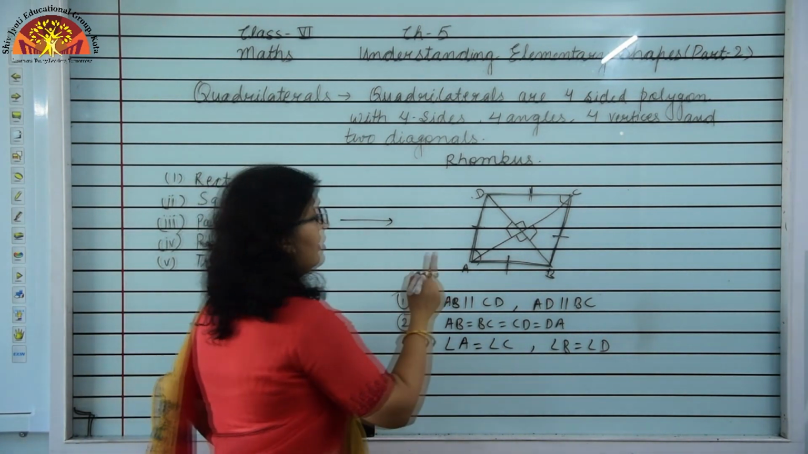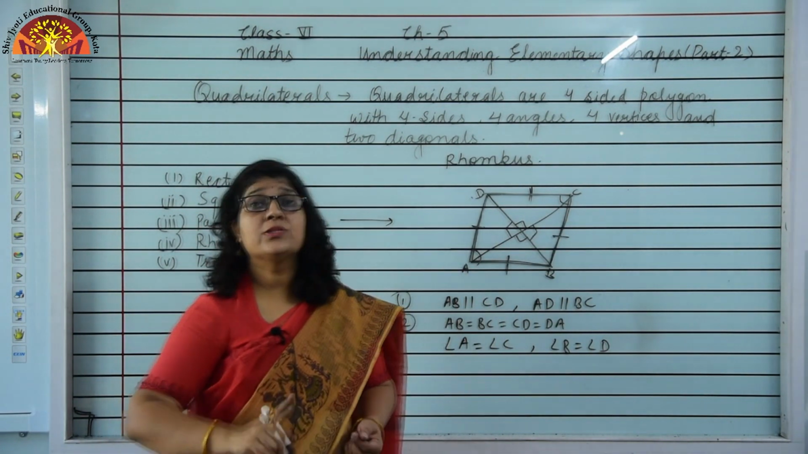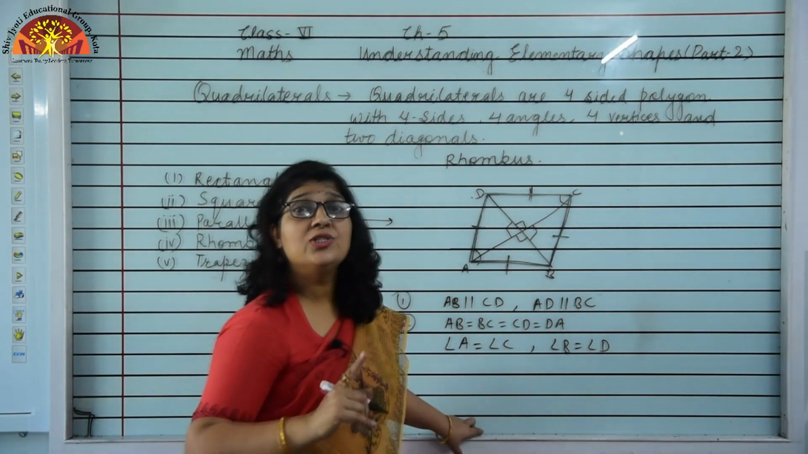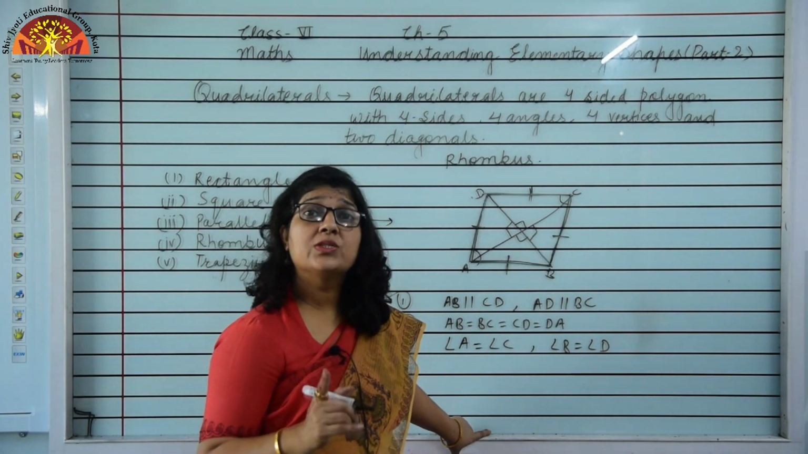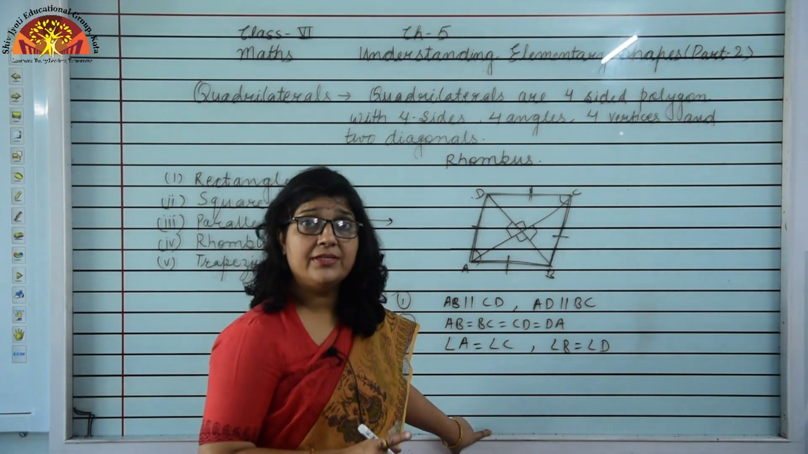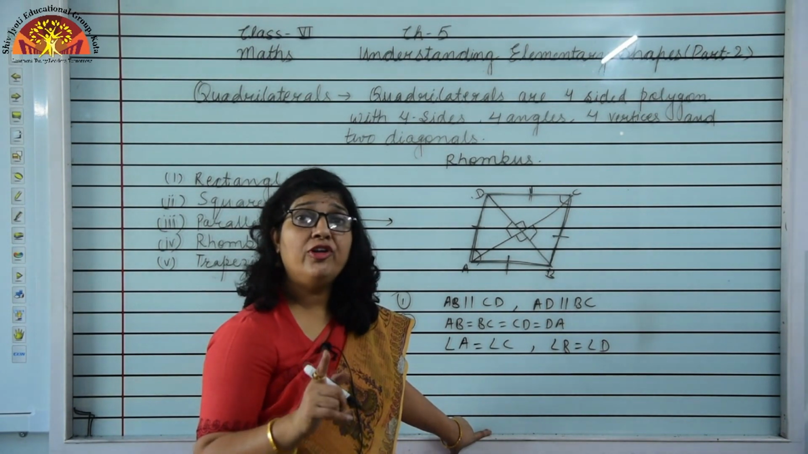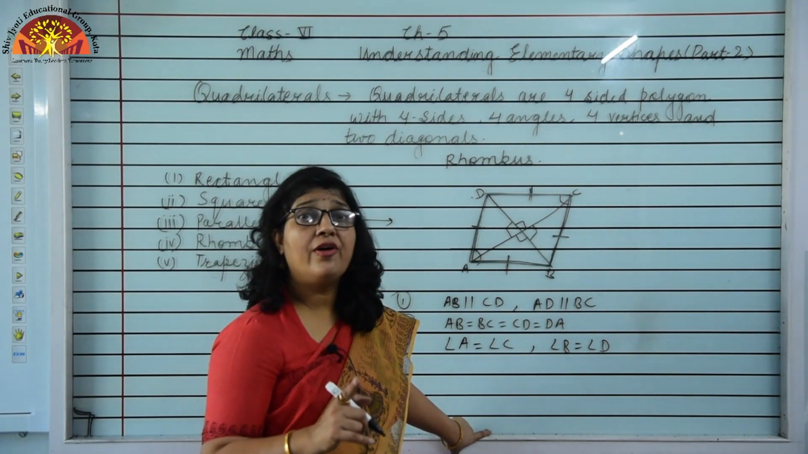Now rhombus और square को हम compare करते हैं तो क्या होगा? A rhombus is not a square but a square is a rhombus. Understood? Because square fulfill the characteristics of rhombus.